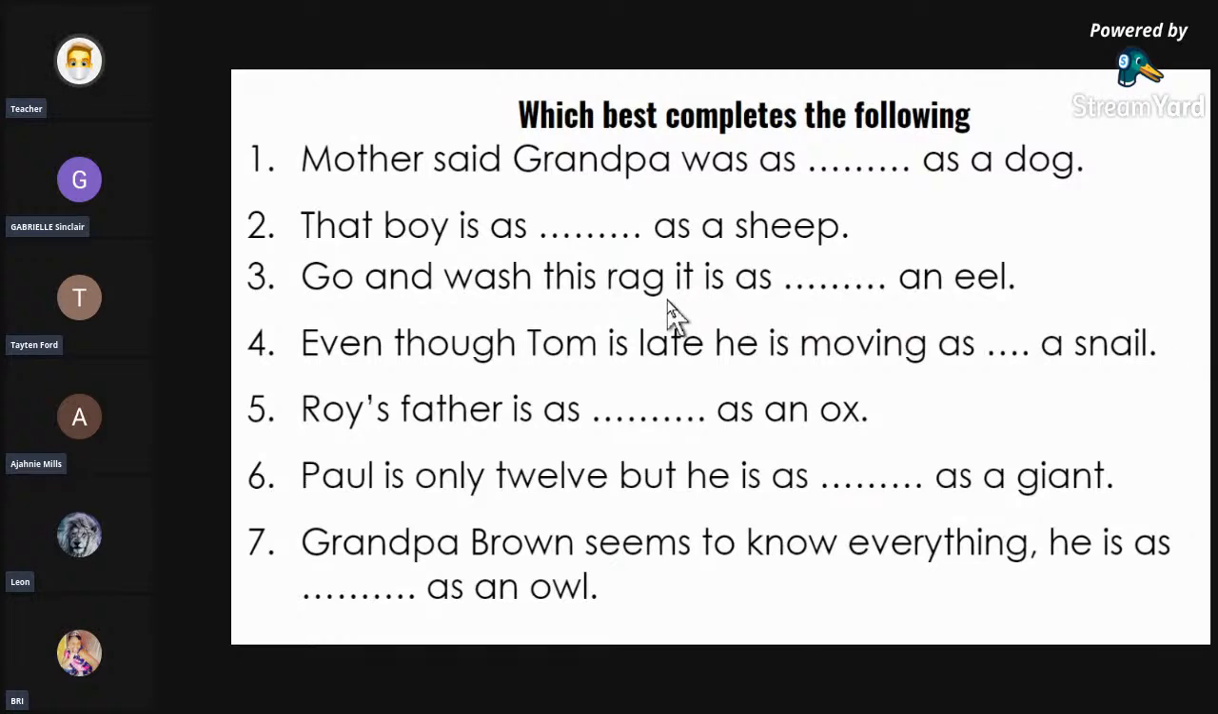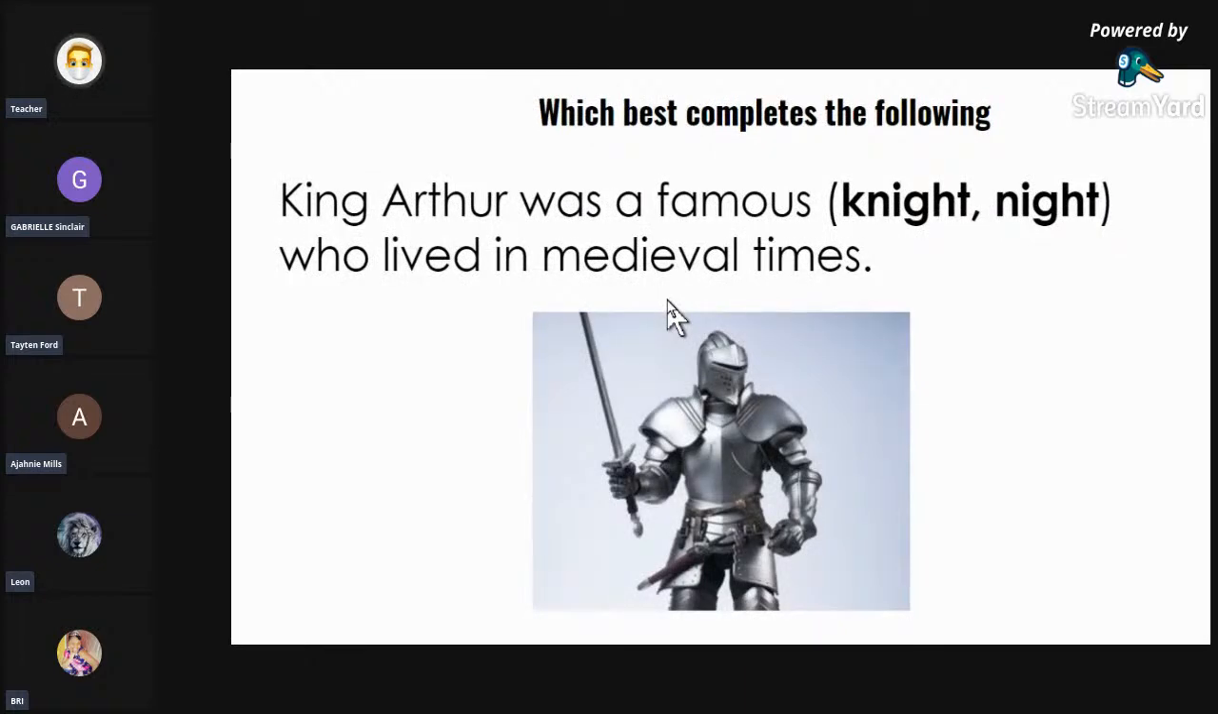All right, let's move on from this. And we're going to go now to some words that have a similar sound. King Arthur was a famous knight who lived in medieval times. Let's take this one. Someone from the panel. Which word? May I try? Hang on a second. You guys are bursting at the seams. Let's go with Gabriel. Hope her mic is working. Yes, sir. Which one? Night. Which night should we use?